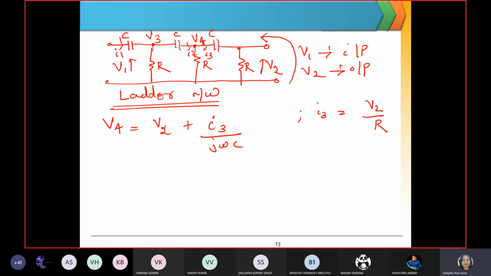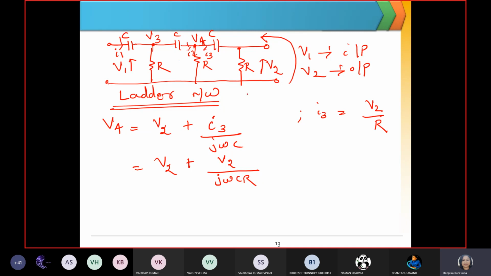In the previous explanation, I showed you the value of V2 we got. I3 is nothing but V2 by R. So here we got V2 plus I3, which is V2 by R, right? So I3 can be replaced with V2 by j omega CR. Yes or no? So this is for V4 we solved, guys.